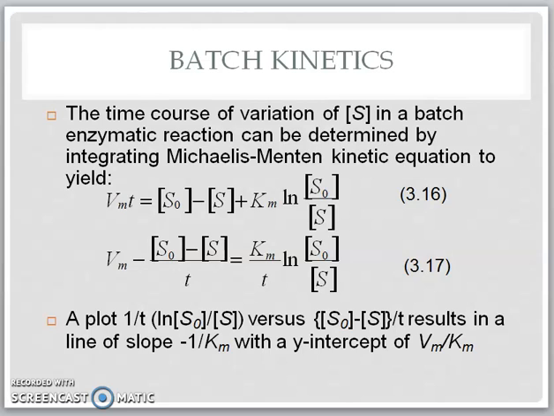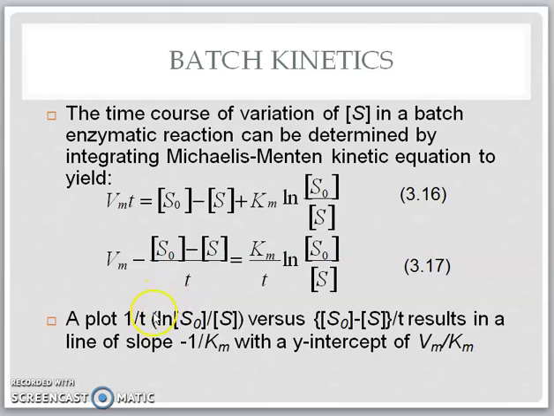Okay, class. For batch kinetics in a batch process for bioprocess, sometimes the concentration of substrate might be introduced at different values of concentration for a certain time. Therefore, the plot of 1 over T ln S naught, the initial concentration of S, over S, the value of S at that particular time, versus S naught minus S, over T.